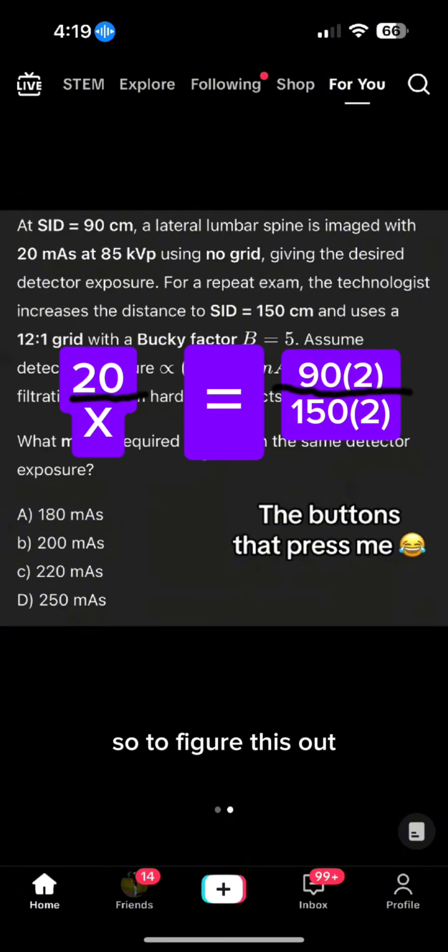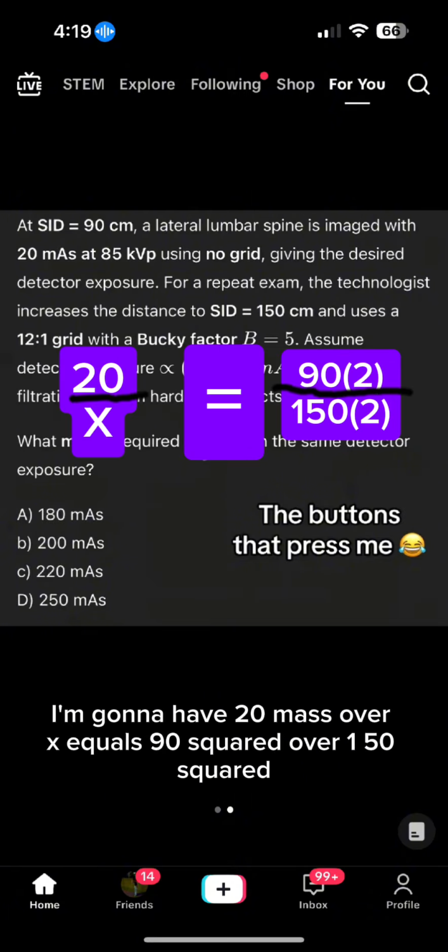So to figure this out, I'm going to have 20 mass over X equals 90 squared over 150 squared. The 85 kVp is a distractor. You don't need to worry about that. So you're going to square your numbers, cross multiply, do your whole direct square law, and that's going to give you an answer of 55.